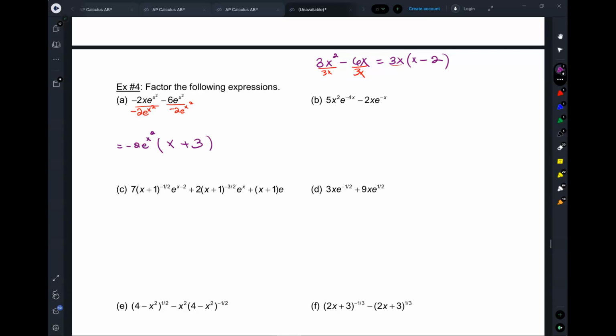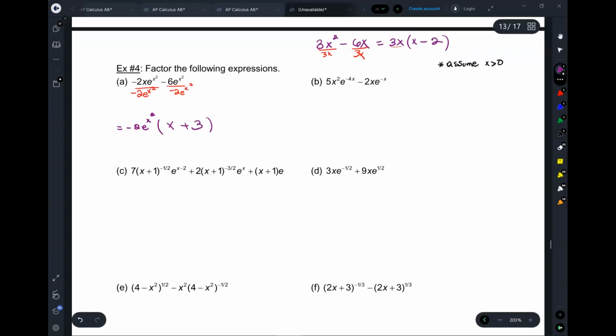Now, okay, so for this one, we're going to assume x is positive for this one, okay? And I'll tell you why. So what can I factor out of this? I can factor out an x squared. I'm sorry, no, I can't. I can factor out an x. But why can I only factor out an x and not an x squared? Because you only take the one with the smaller exponent, correct?